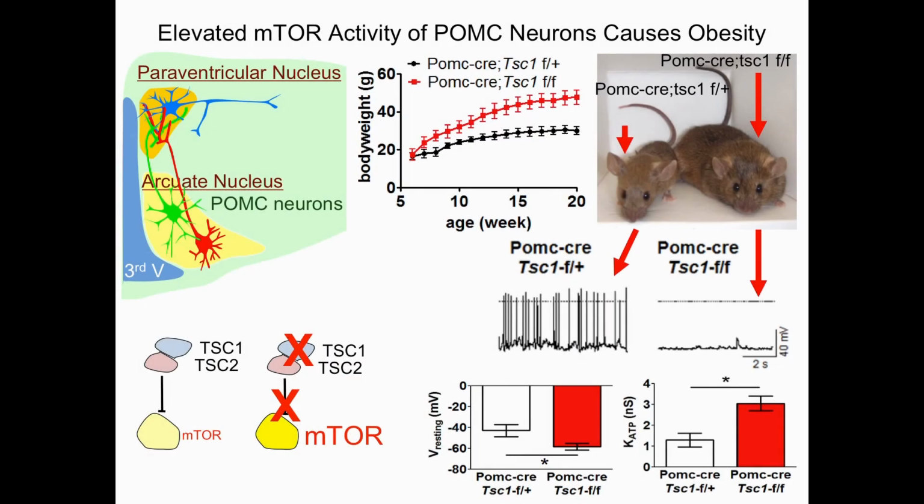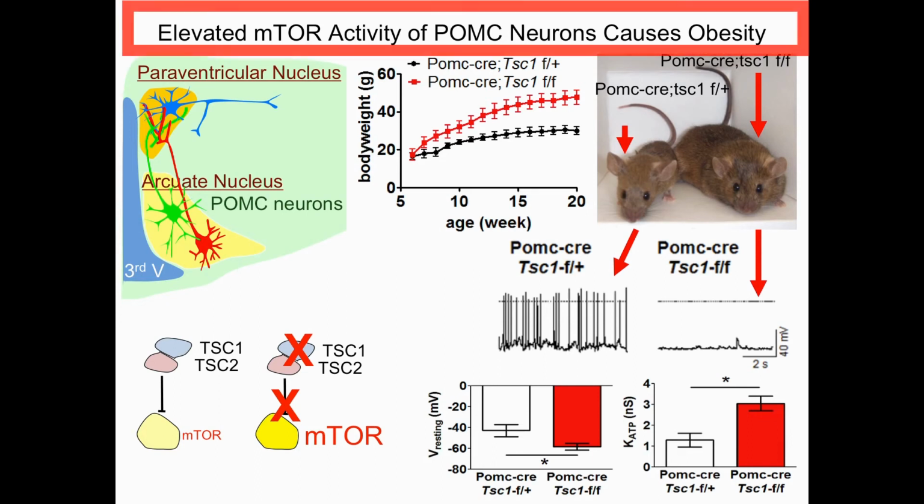If I mimicked the high mTOR activity by deleting the TSC, the mTOR inhibitor, by Cre-flox genetics, indeed I can reproduce the obese phenotype in young mice. As you can see in the picture here, the homozygote TSC knockout actually had double the body weight of the heterozygote littermate.